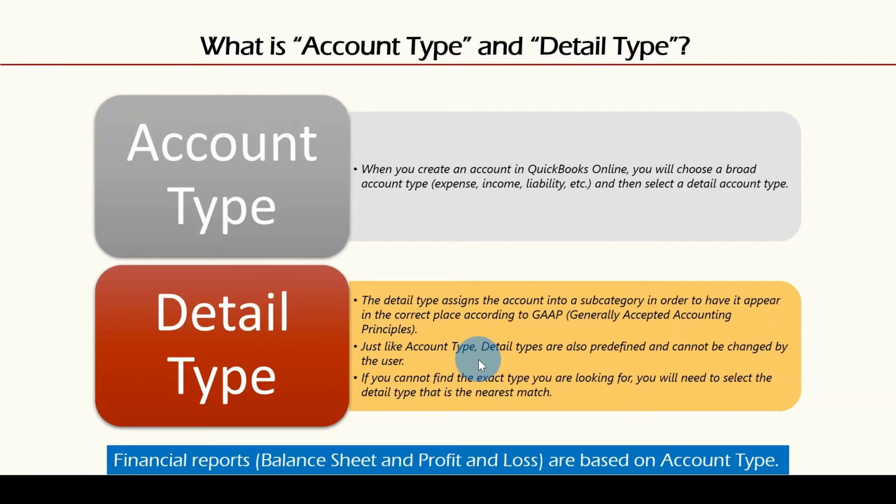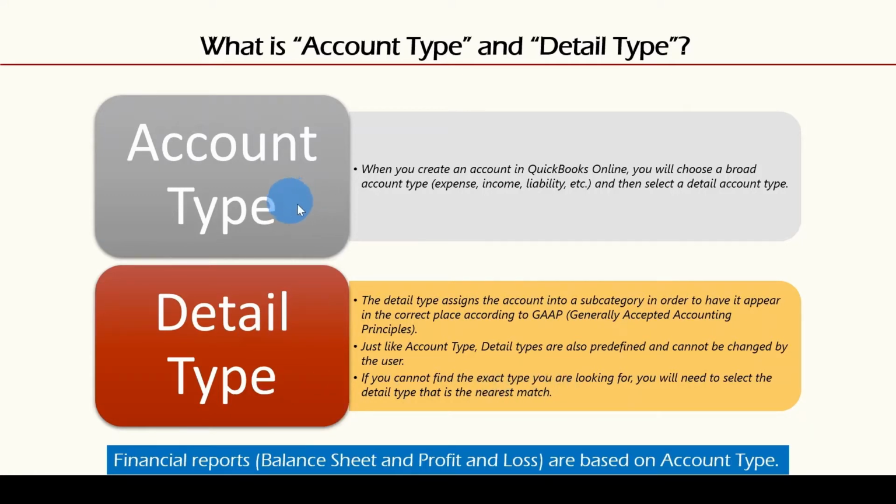Just like account types, detail types are also predefined and cannot be changed by the user. If you cannot find the exact type you are looking for, you will need to select the detail type that is the nearest match. And that's what many times is a concern for users. They ask me, hey, I can't find exactly the detail type. Well, the goal is not to find exactly the detail type, but to get the one which makes the most sense.